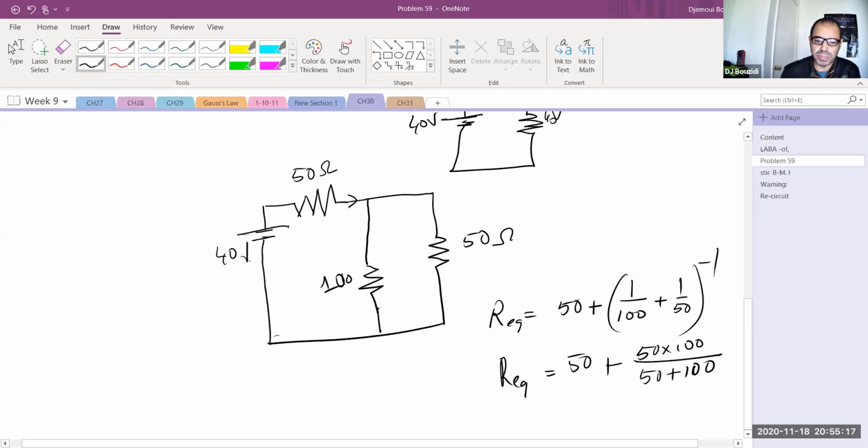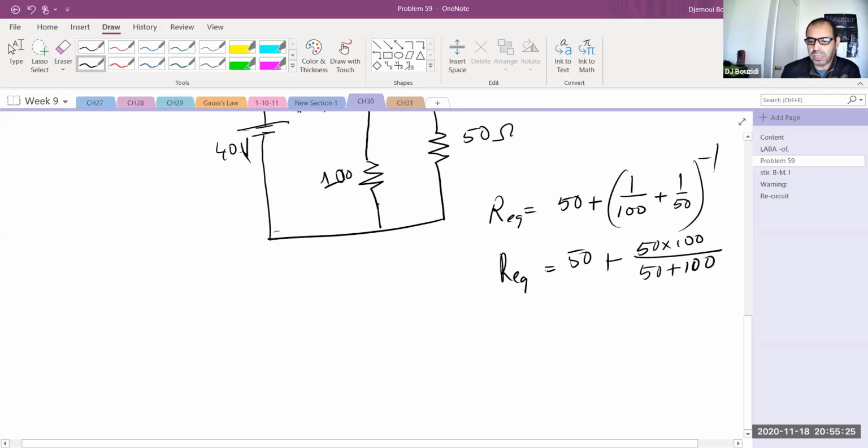Remember, I have 40 volts here for the EMF. So that should give me the value for the current that is going to run through the first 50 ohms. So what is this algebra here? I have 5,000 divided by 150, plus 50. So I have 5,000 divided by 150.